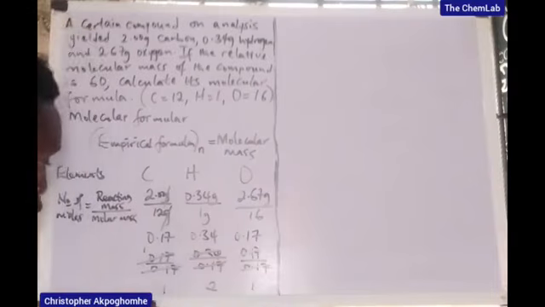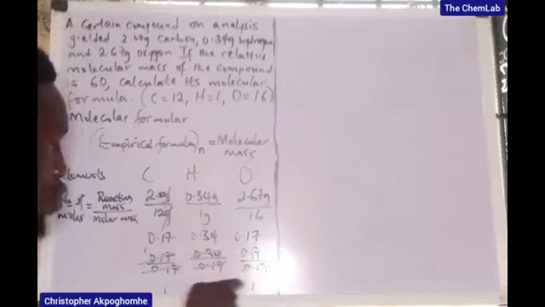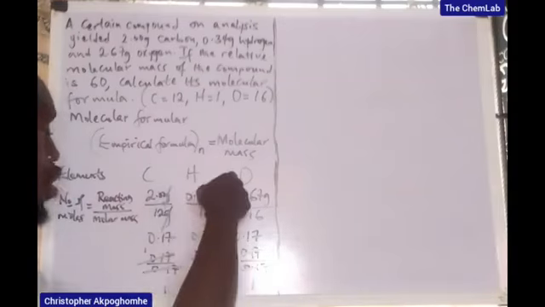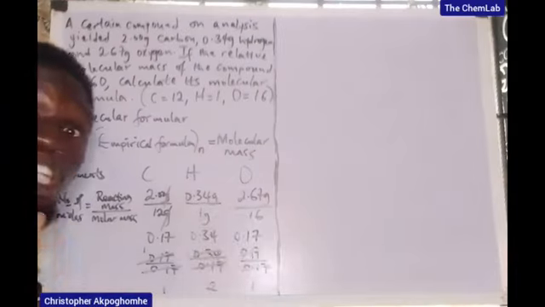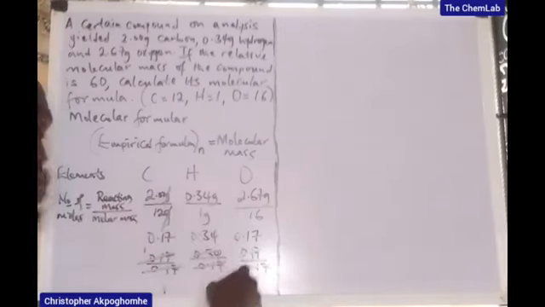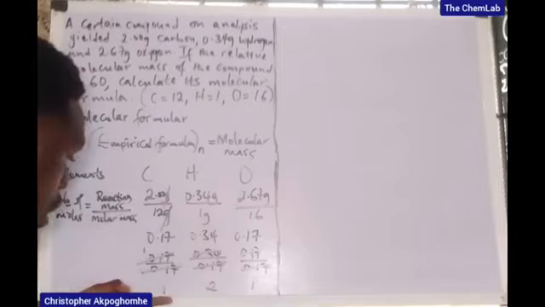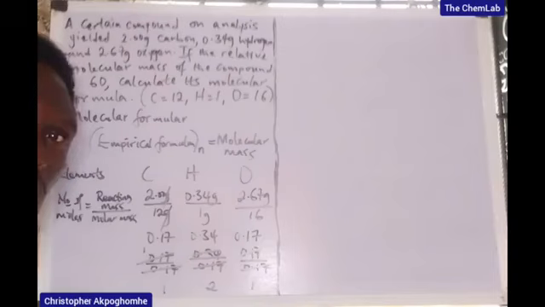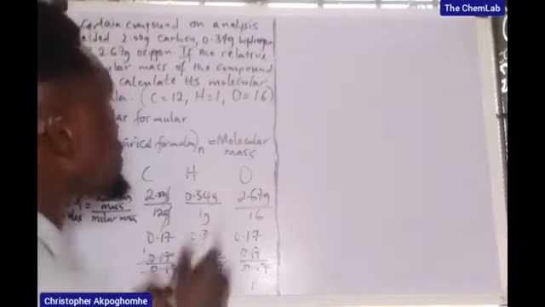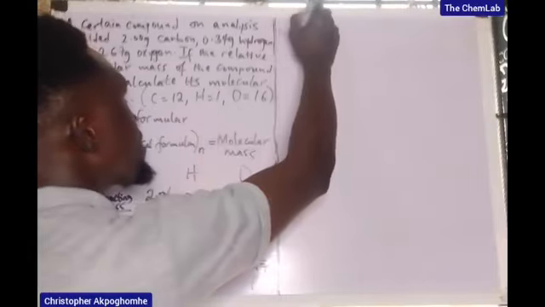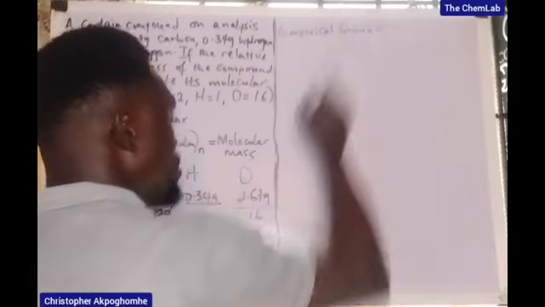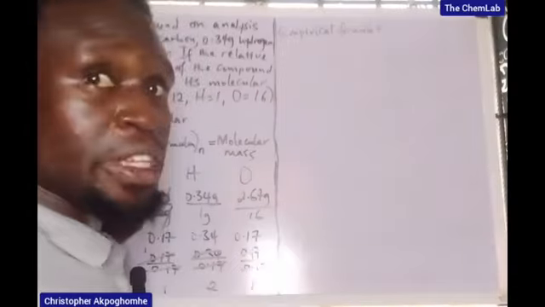Now we have the number of moles: 1, 2, 1. So for carbon it is 1, for hydrogen it is 2, for oxygen it is 1. We can also say the number of atoms for carbon is 1, for hydrogen is 2, for oxygen is 1. Having gotten to this point, we can now write the empirical formula. The empirical formula is equal to, the first element there is what?